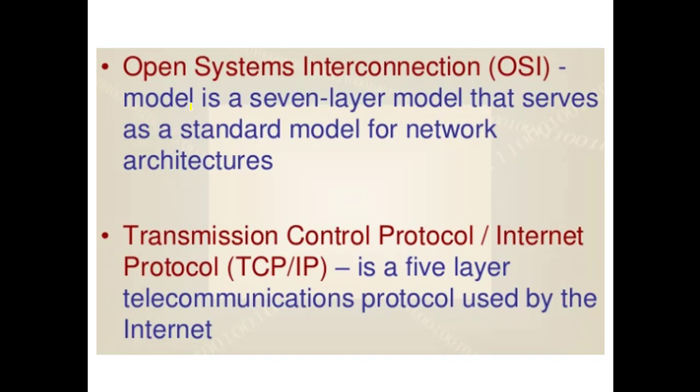Then we have the term Open Systems Interconnection, or OSI. It has a 7-layer model that serves as a standard model for a network architecture. As an IT student, you need to memorize the 7 layers of OSI, and you need to identify the different protocols under this OSI model. We have Transmission Control Protocol and Internet Protocol, or TCP/IP. It's a 5-layer telecommunications protocol used by the internet. So there are similarities and there are differences between the two models. I hope that you are going to identify the different functions of each model.